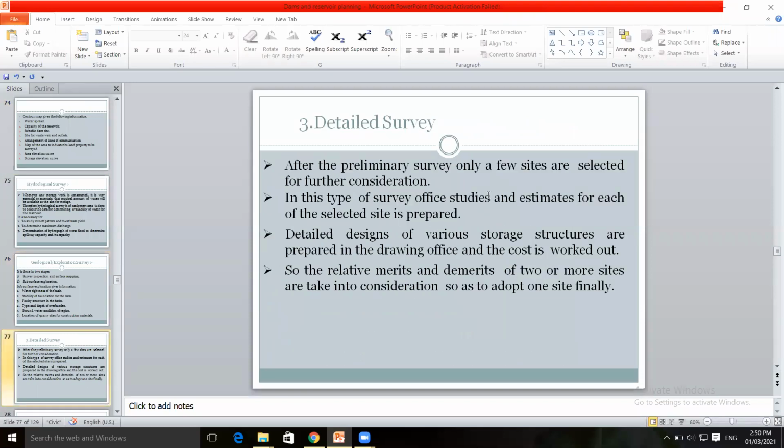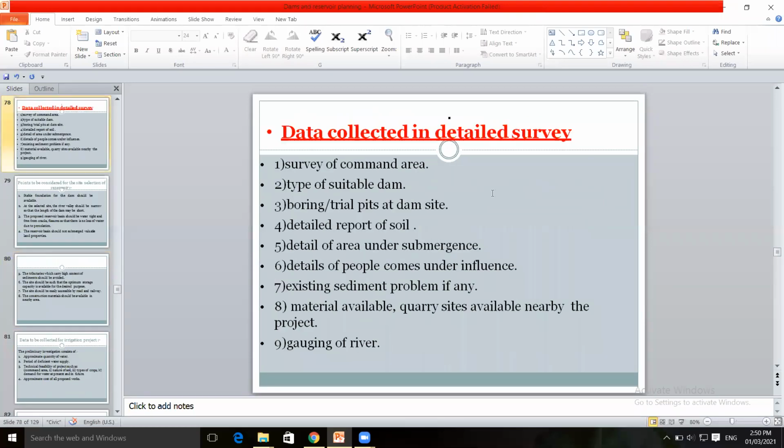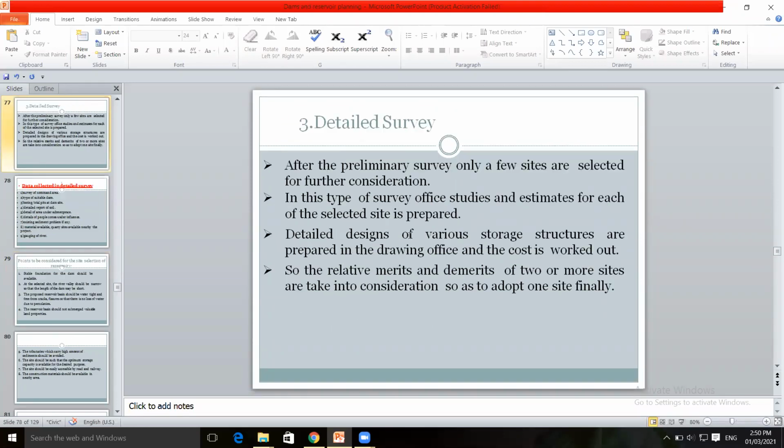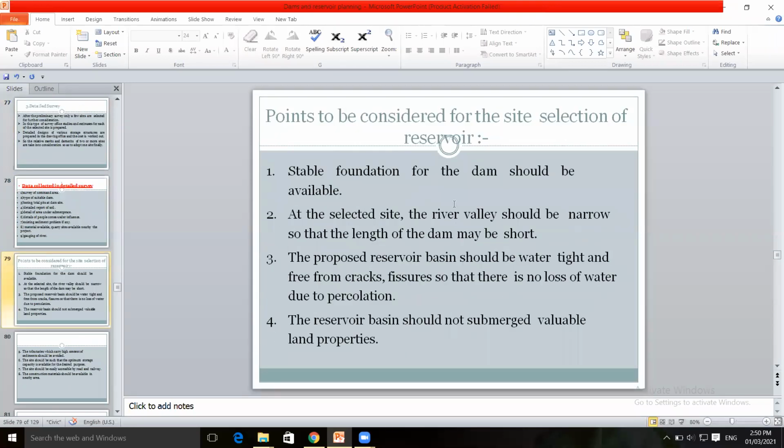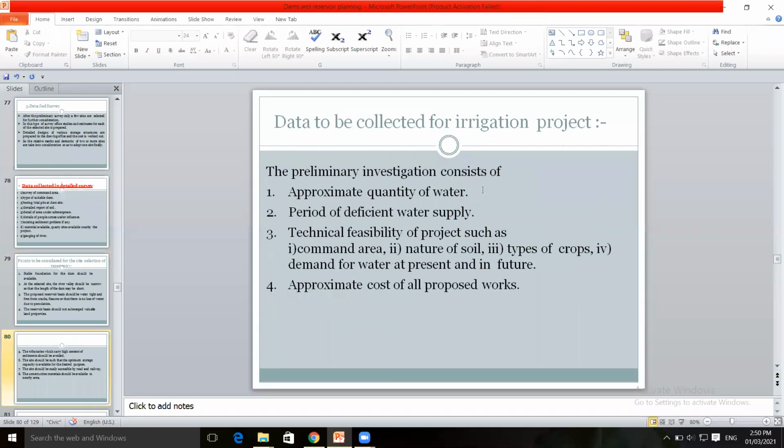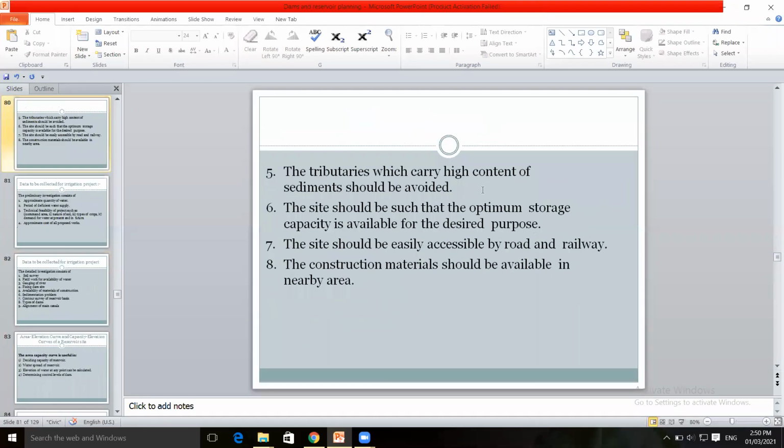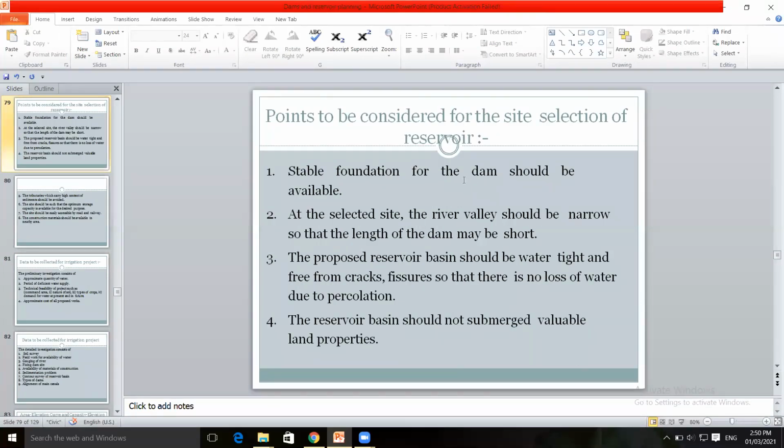Then in detailed survey, how the data is collected, which data is to be collected in detailed survey, that you have to write in detail. Then the points to be considered for the site selection of the reservoir.